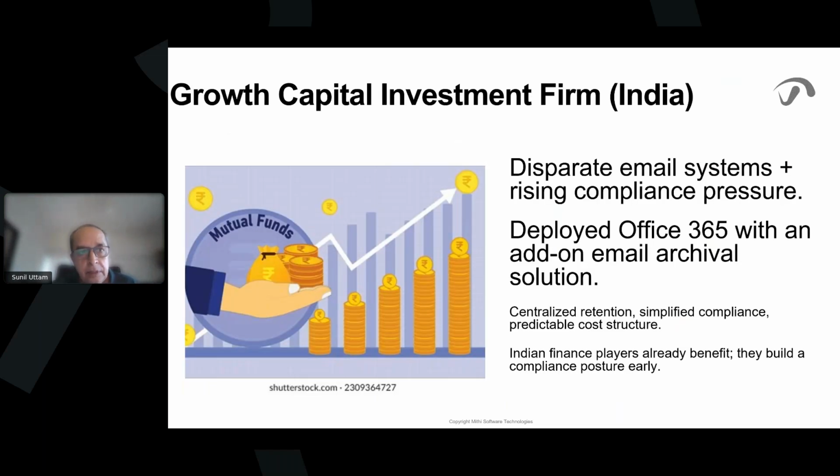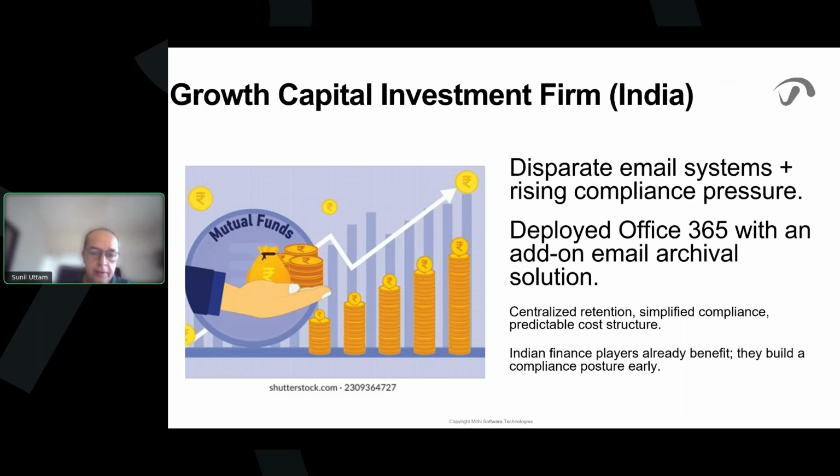This is a growth capital investment firm in India, like a mutual fund organization, right? We've used a Shutterstock image because some names cannot be taken, right? But because of the way they were acquiring and growing, they had disparate email systems, right? So maybe one Google Workspace, one Zimbra, one Microsoft 365, right? So they centralized that into Office 365 with an add-on email archiving solution. So it centralized the retention, simplified compliance with a predictable cost structure.